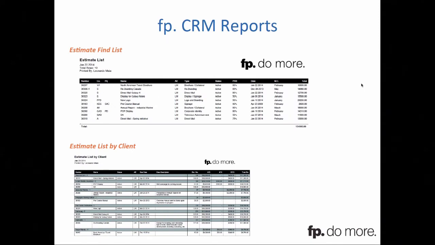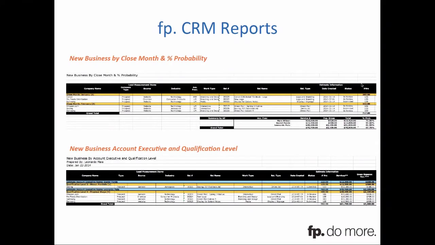Excellent. These are some examples of the reports Leo is going to be showing us through these estimate find reports and finding estimates by clients, which can be great ways to see what's going on in your system. And some other very cool and fairly new reports that live back in the reports module that are all about pulling these much more fancy Excel-based reports all about new business by close month and percentage close probability and by account executive and qualification level.